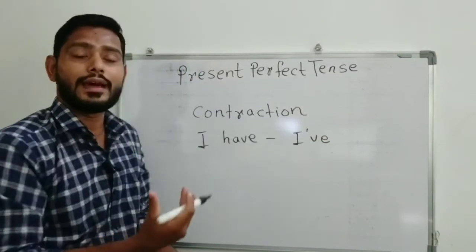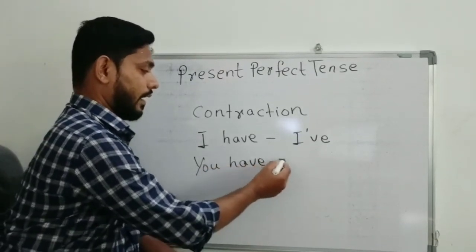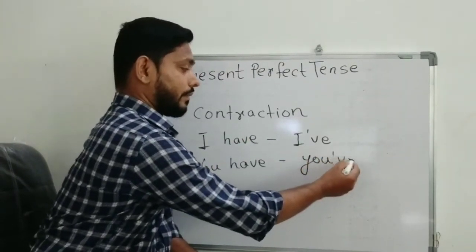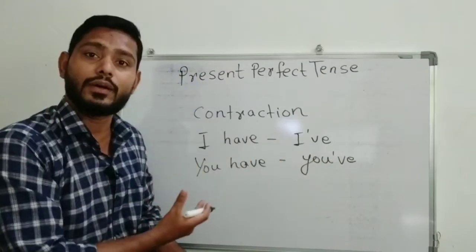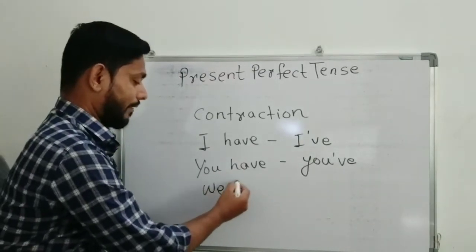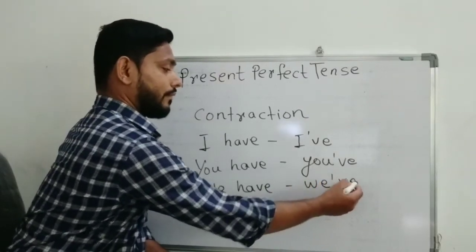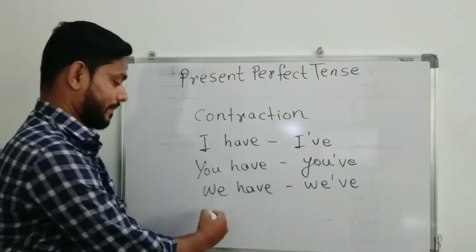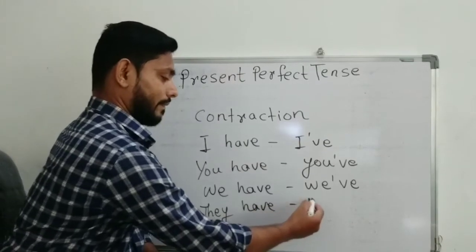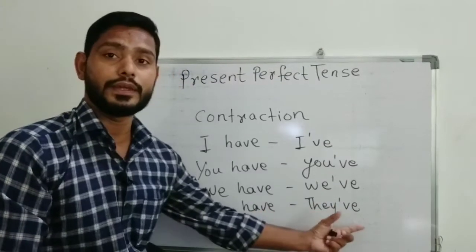I have, then after that, you have. How can we contract "you have"? Yes, first of all we have to write "you," then after that apostrophe V-E. Okay, you can just take notes to improve your English. Let's see, then after that, we have: we apostrophe V-E. They have: they apostrophe V-E. Okay? This is called contraction.